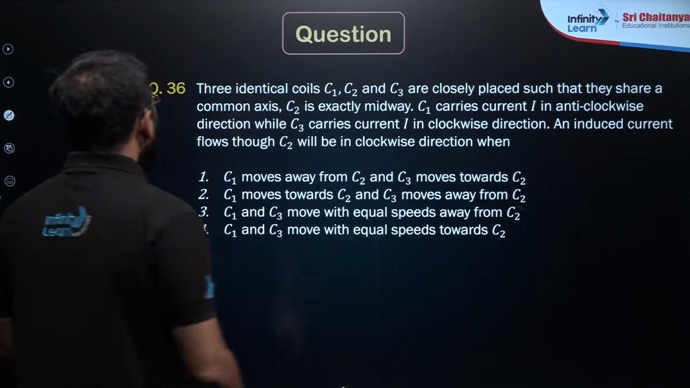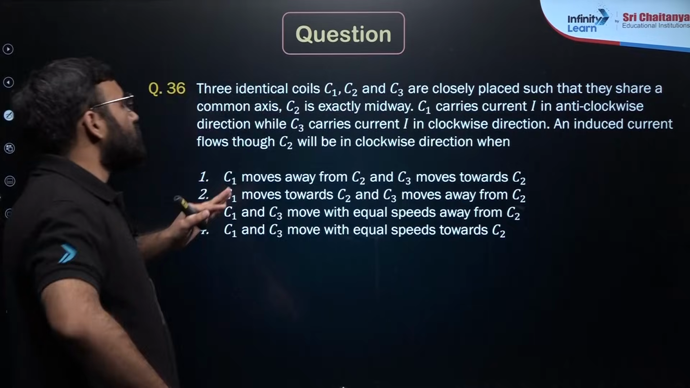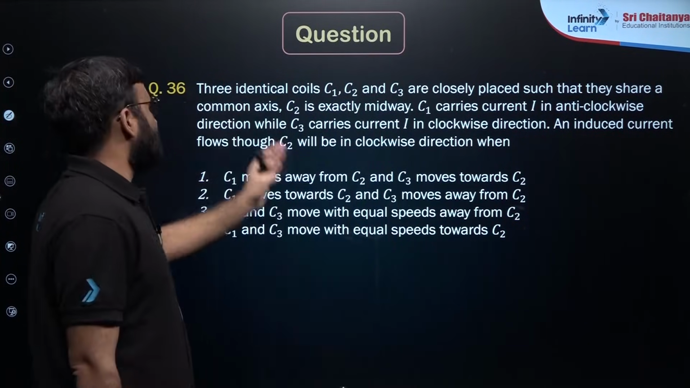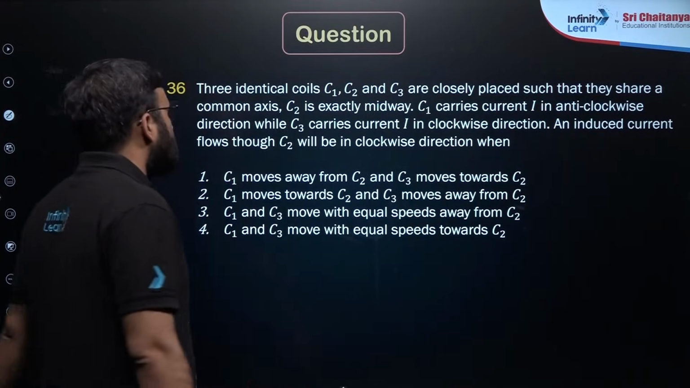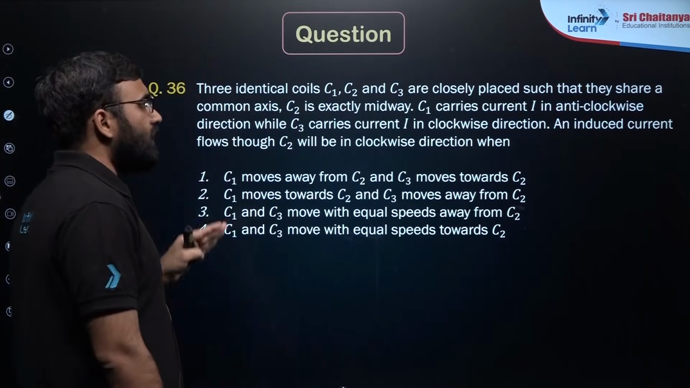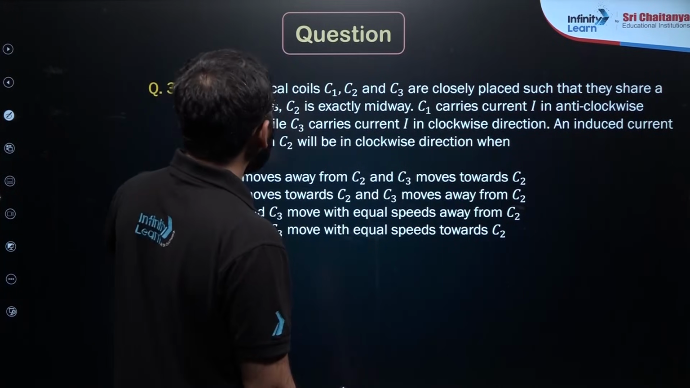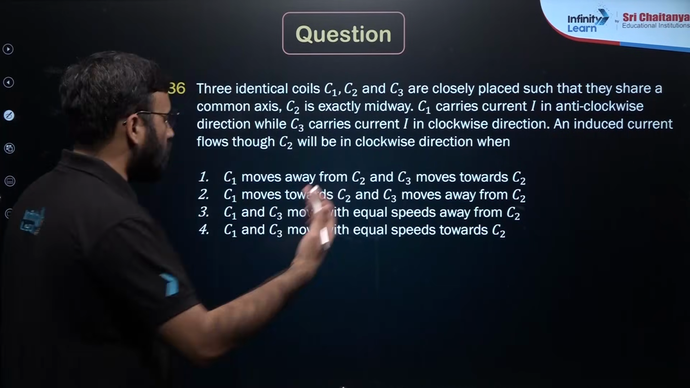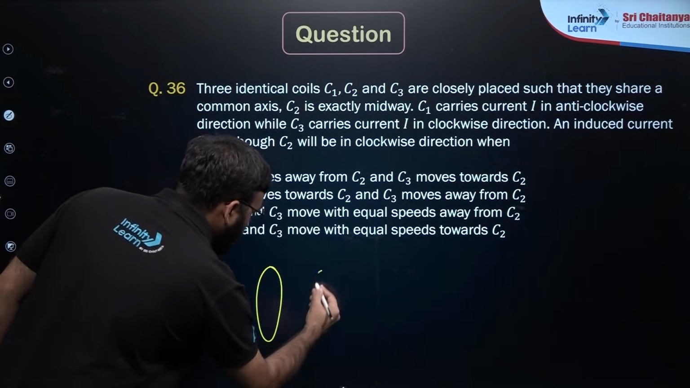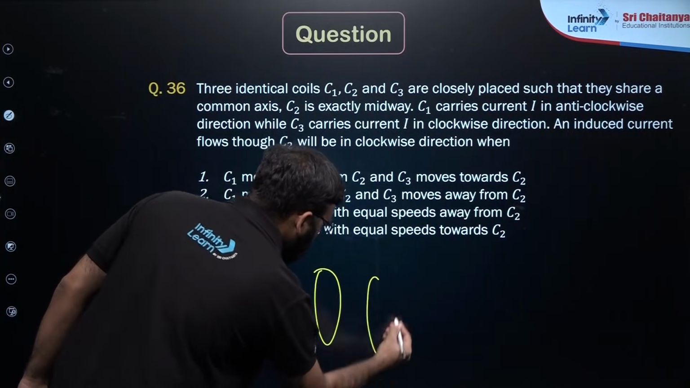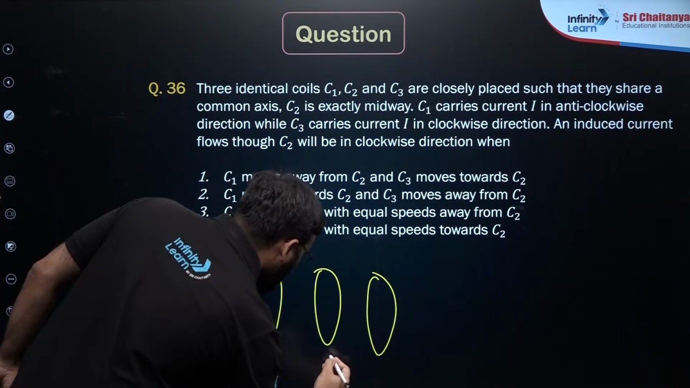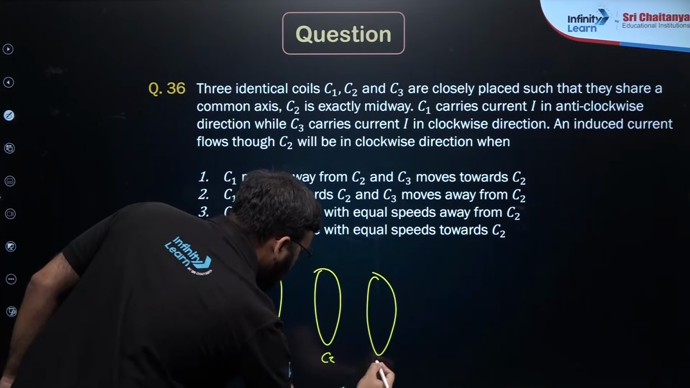Next question. Three identical coils C1, C2, C3 are placed close, such that they share a common axis. Okay, common axis, not concentric. C2 is exactly midway, and C1 carries current I in anti-clockwise direction, and C3 is carrying current I in clockwise direction. Okay beta, I am just taking it here. So first one, C1, C2 is midway, and this is my C1 and this is my C3.